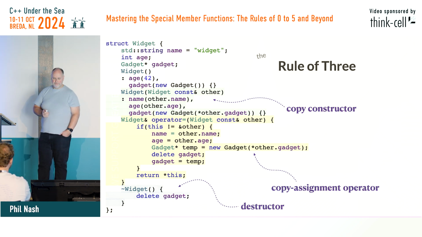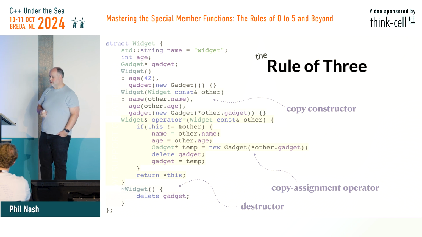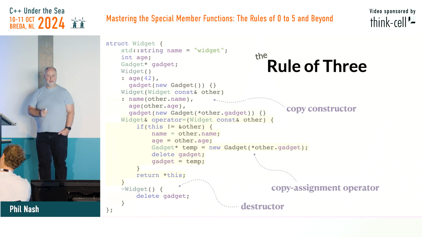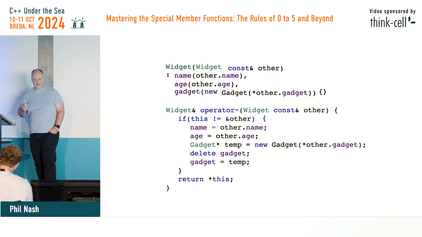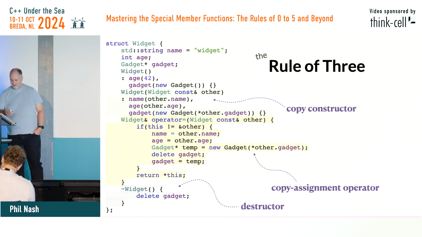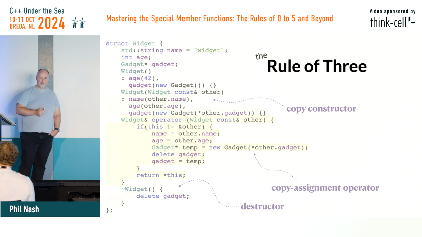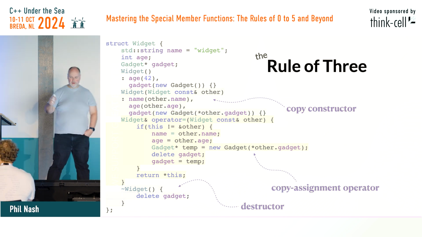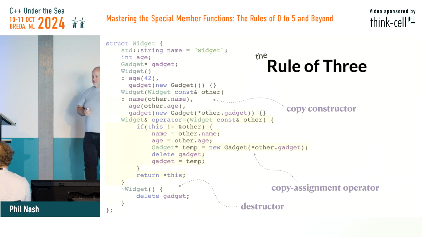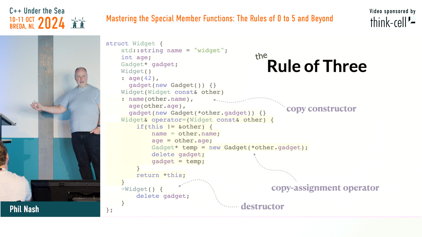We'll come back to that point. But this leads to what we call the rule of 3. If you're familiar with the rule of 3, this will be obvious. But, jumping ahead. The rule of 3 says, of these three special member functions, copy constructor, copy assignment operator, and destructor, if you have to write one of them, you probably have to write, or at least consider, all 3. And we've just seen that in practice.